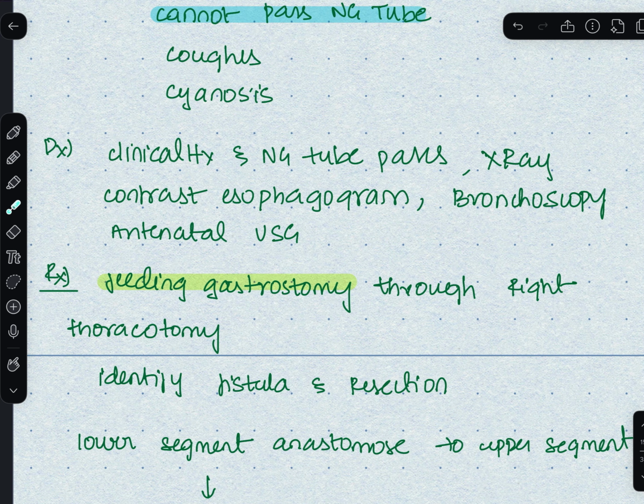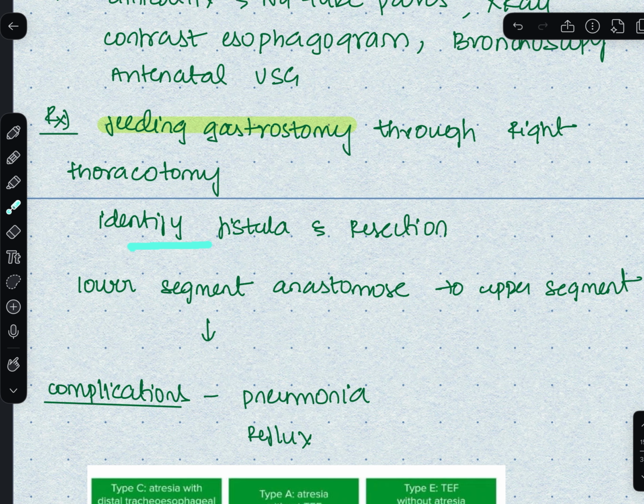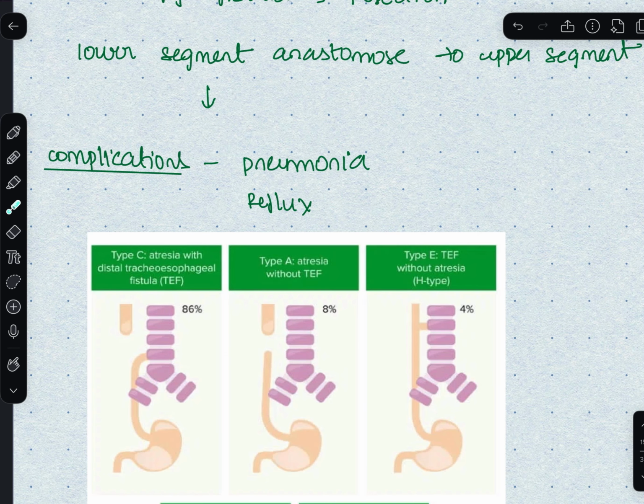So what will be the treatment? Treatment will be feeding gastrostomy through the right thoracotomy, right? So feeding gastrostomy through the right thoracotomy. So you identify the fistula and then do resection and anastomosis, right? So identification of the fistula, then you do resection, with lower segment anastomosis to the upper segment. So what will be the complications? Because of the frequent regurgitation of all the feeds, there will be reflux esophagitis and acid reflux and also pneumonia, right?